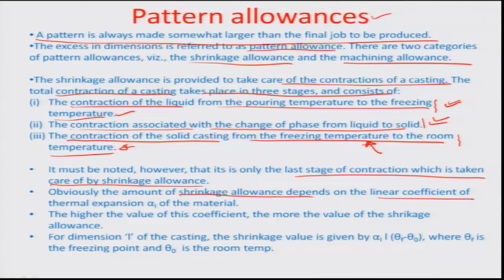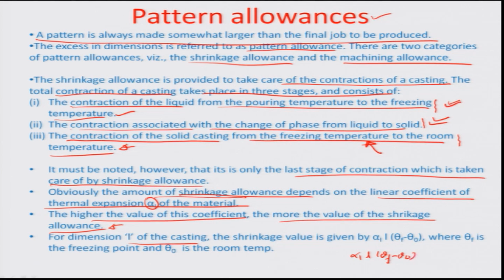So, obviously, the amount of shrinkage allowance would depend on the linear coefficient of thermal expansion of the solid material, that is alpha L. Once the freezing has happened, the major shrinkage always takes place after that freezing process. So, the higher the value of this coefficient alpha, the more is the value of the shrinkage allowance, and for a dimension L of the casting, the shrinkage value is given by alpha L times L times theta f minus theta 0, where theta f is the freezing temperature at which the material starts to solidify.